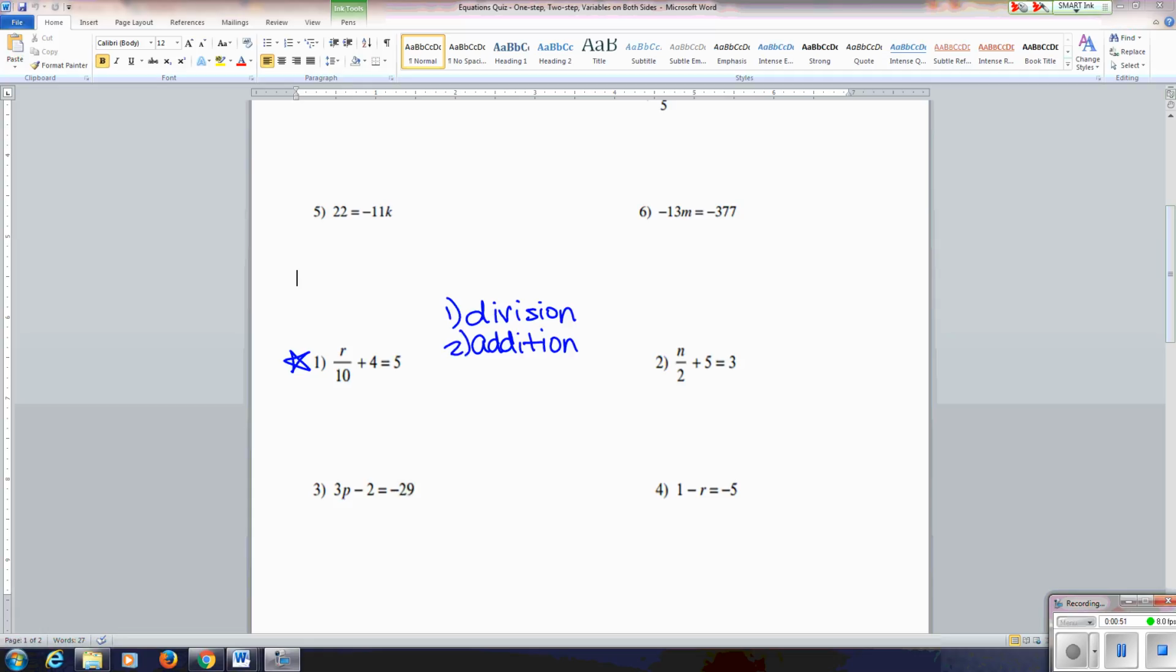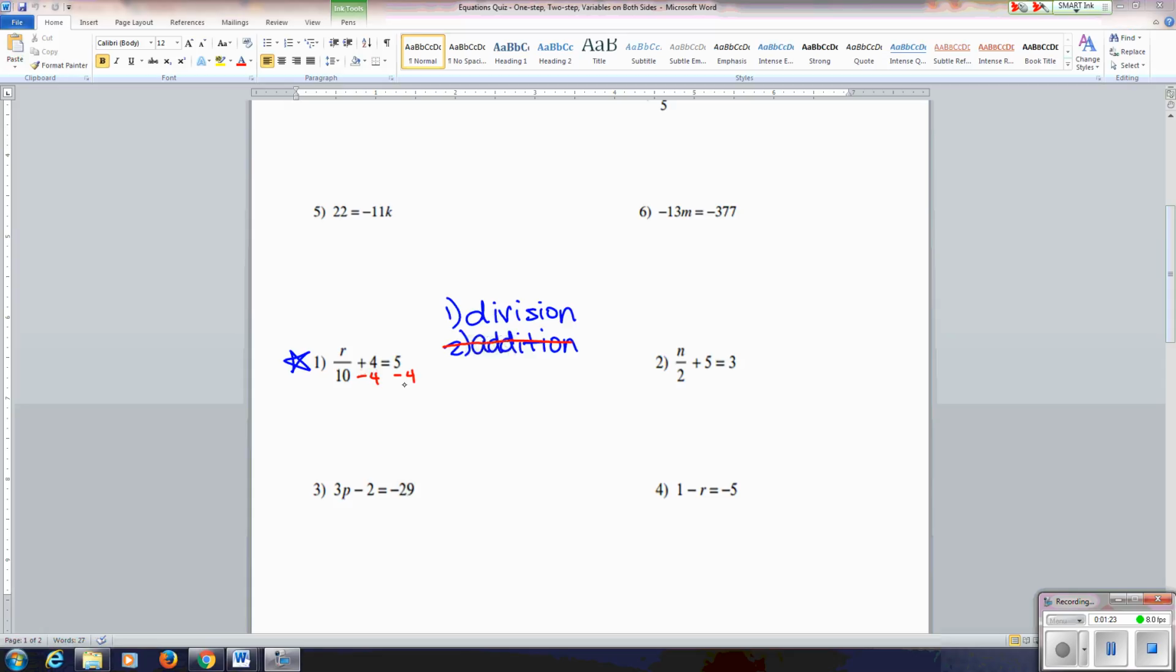So to get rid of those types of things, we have to work in reverse. So the first thing we have to undo is the last thing that's been done. So we have to get rid of this positive 4, or this addition. So we have to undo the addition. So we're going to take this and subtract it off. And so when we add 4 to whatever this number is, we actually end up with 5.